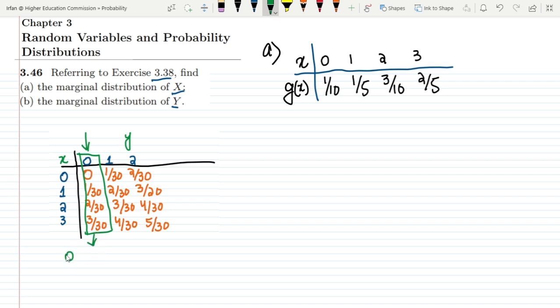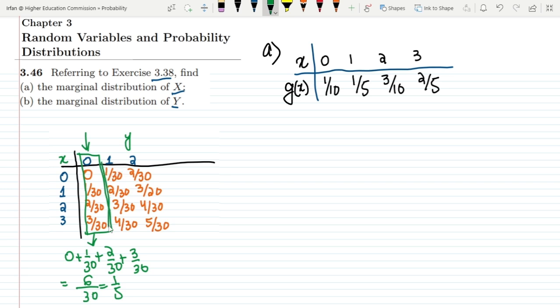Okay, so adding these values, I will have 0 plus 1 by 30 plus 2 by 30 plus 3 by 30. Adding them together, the denominator will be 30, and 1 plus 2 is 3, 3 plus 3 is 6, so it will be 1 by 5. Okay, so this is for y is equal to 0.